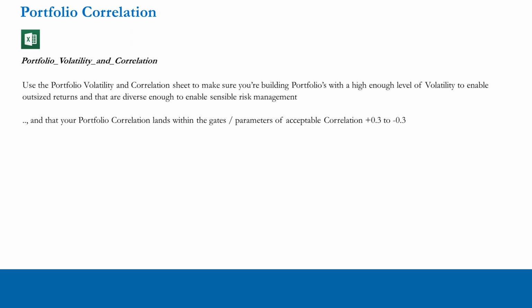So use the portfolio volatility and correlation spreadsheet to make sure that you're building portfolios with a high enough level of volatility to enable outsized returns, and that are diverse enough to enable sensible risk management. And of course, when it comes to correlation, make sure that your portfolio correlation lands within the gates or parameters of acceptable correlation of positive 0.3 to negative 0.3.